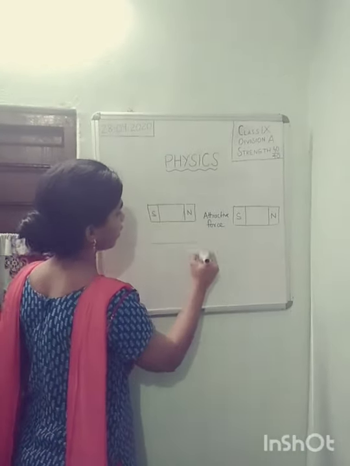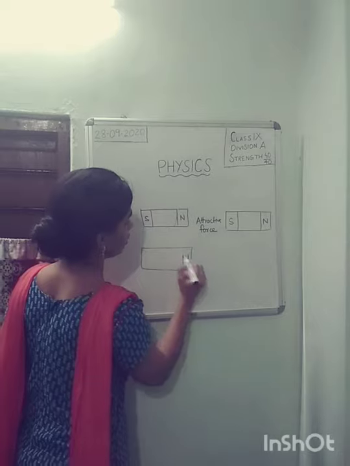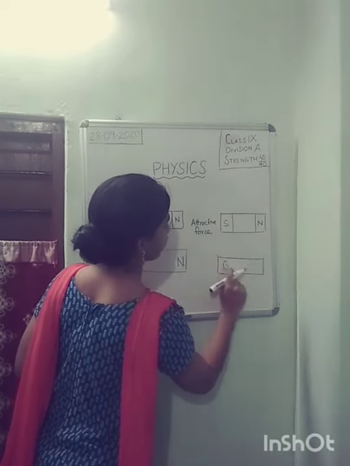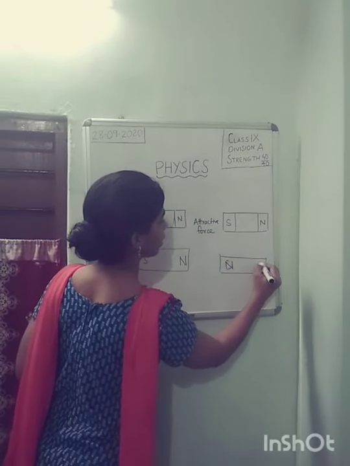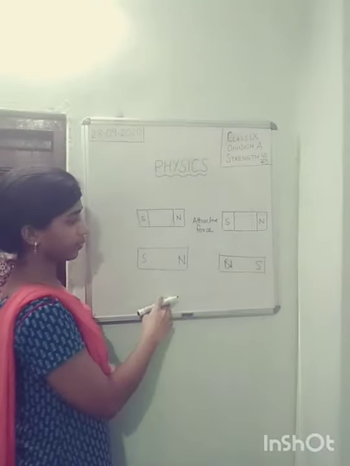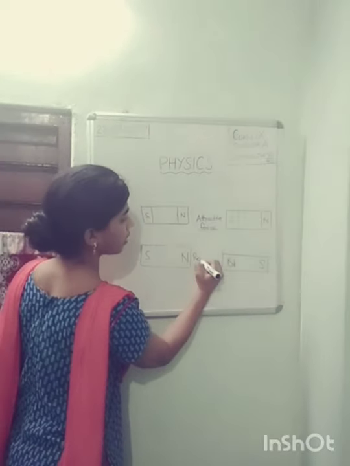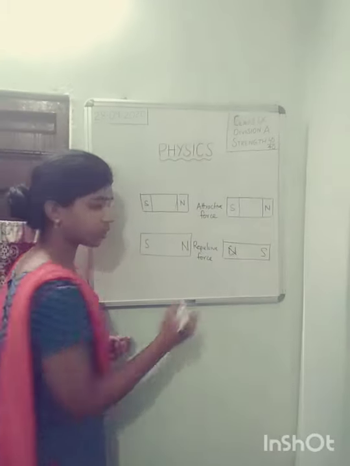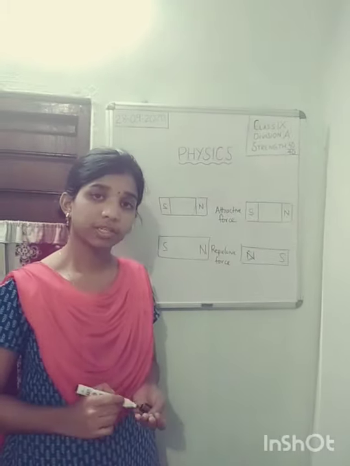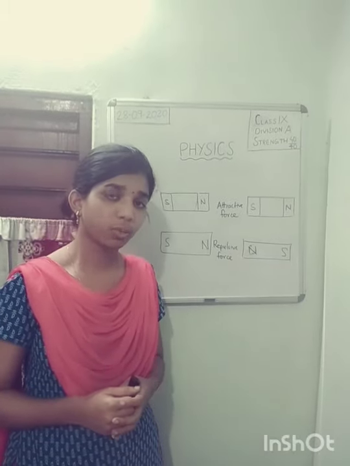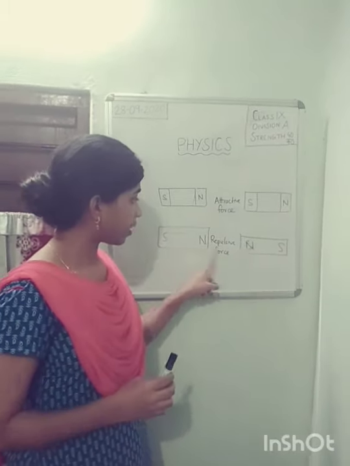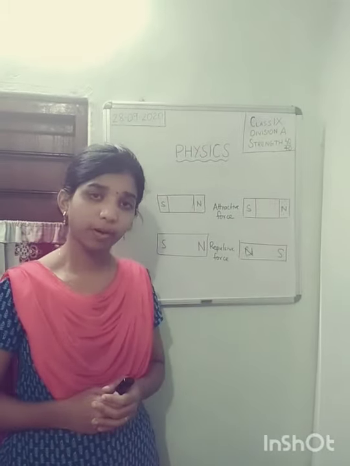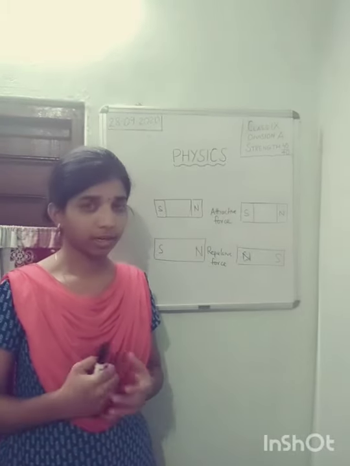What if I am keeping the north pole of one magnet facing the north pole of the other magnet? What kind of force exists between them? It is repulsive force, right? It is repulsive magnetic force that exists between them. So, opposite poles will attract each other and similar poles or like poles will repel each other. So far, we learned about this electrostatic force and magnetic force.